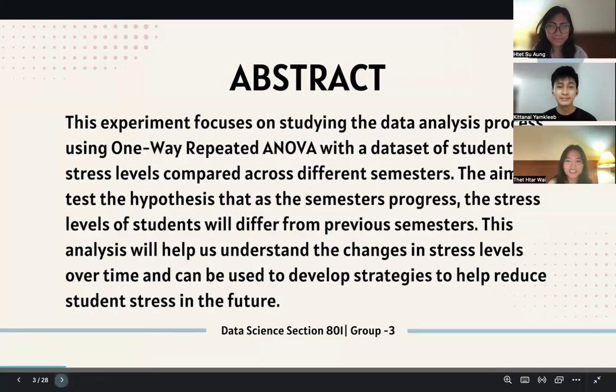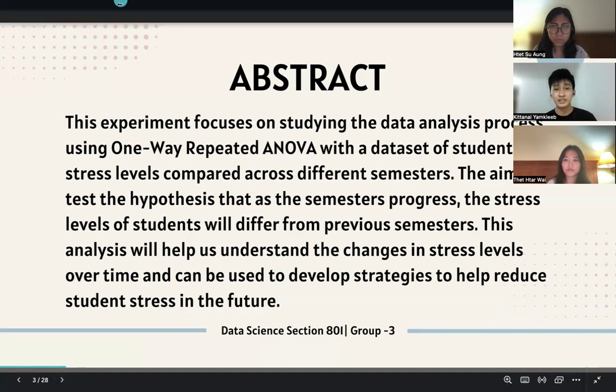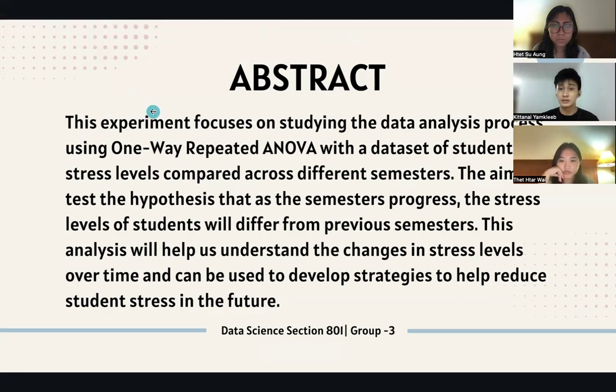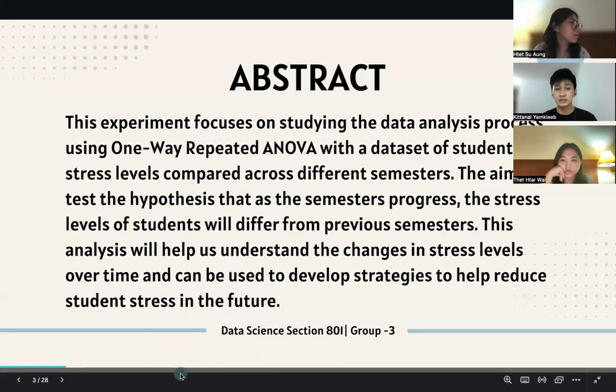So let's talk about the abstract. This experiment focused on studying the data analysis process using one-way repeated ANOVA with datasets of student stress level compared across different semesters. The aim is to test the hypothesis that as the semester progresses, the stress levels of students will differ from the previous semester. This analysis will help us understand the change in stress level over time and can be used to develop strategies to help reduce student stress in the future.